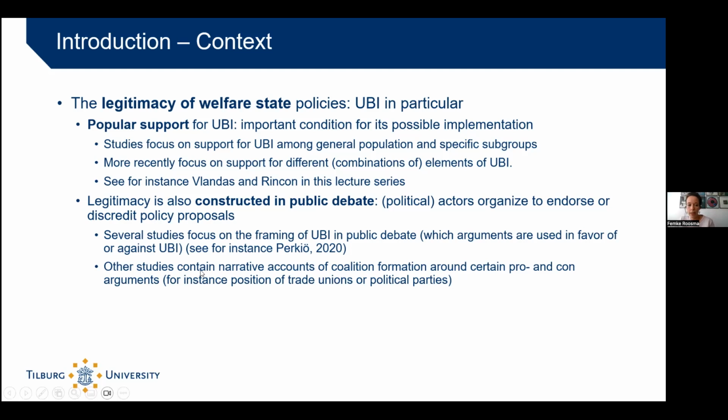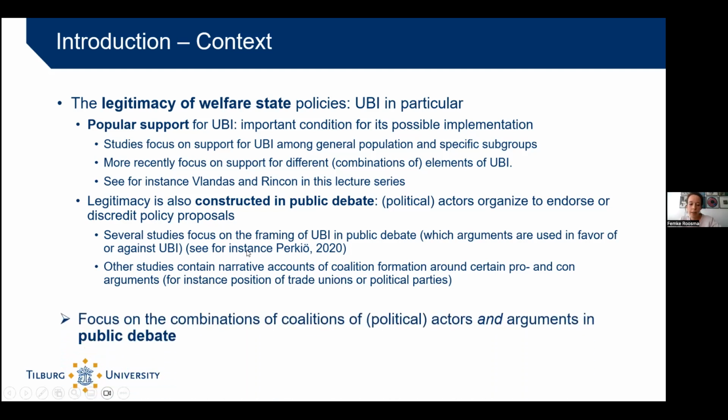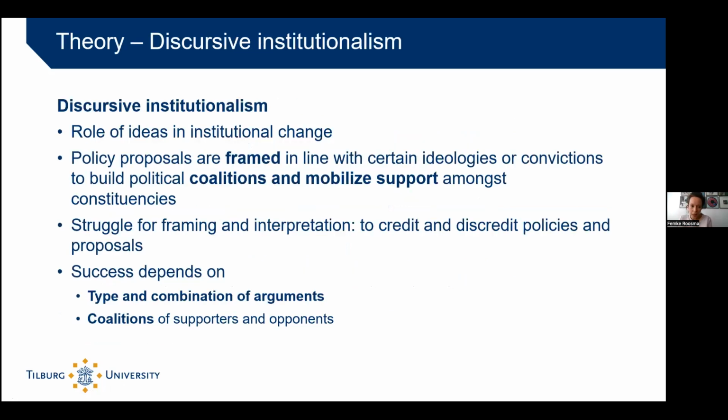So in this article, we contribute to this second strain of literature, so the public debate literature. And we try to not focus only on the arguments, so what kind of arguments, what kind of framing, but also how coalitions use the arguments, and which arguments are central to the debate, and which arguments are not central to the debate. And I think that in this article, we use quite a novel method to assess this. I will go on to this in a minute.